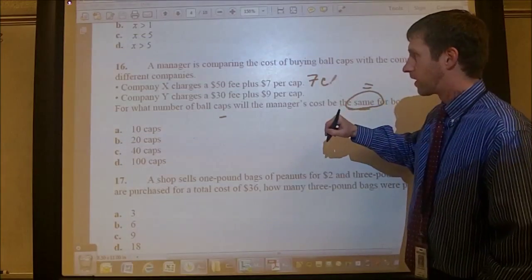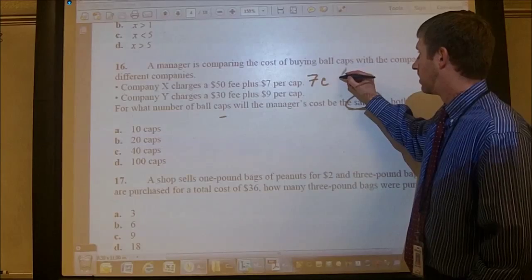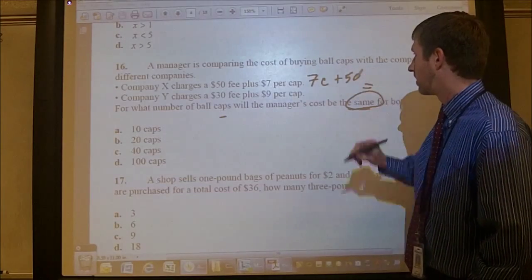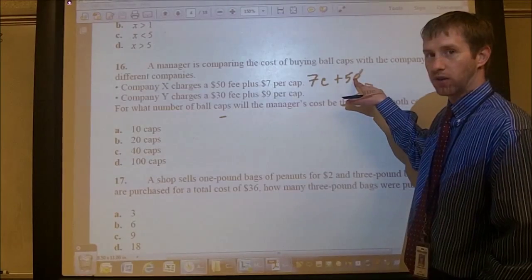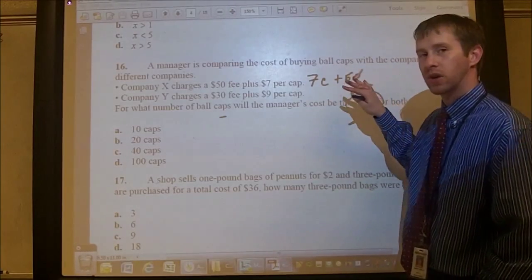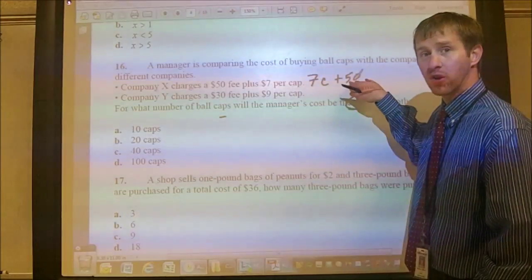So maybe call it C for caps. You could call it X. You could call it whatever you want. Plus $50 fee, right? That's the equation for the first company, because they always charge $50 to begin with. But that has nothing to do with the caps. So that's like a fixed cost, or that's your y-intercept.